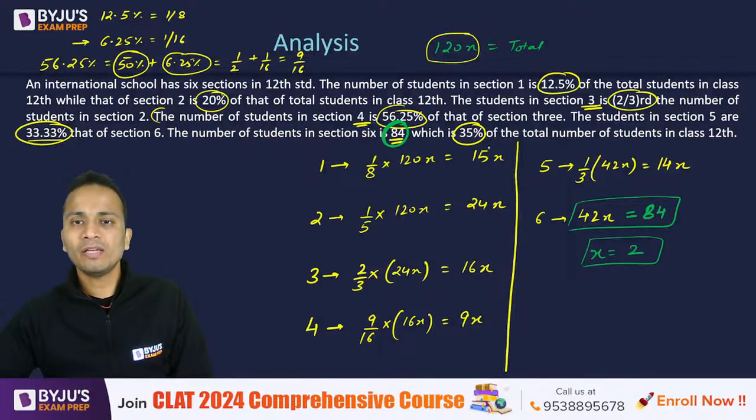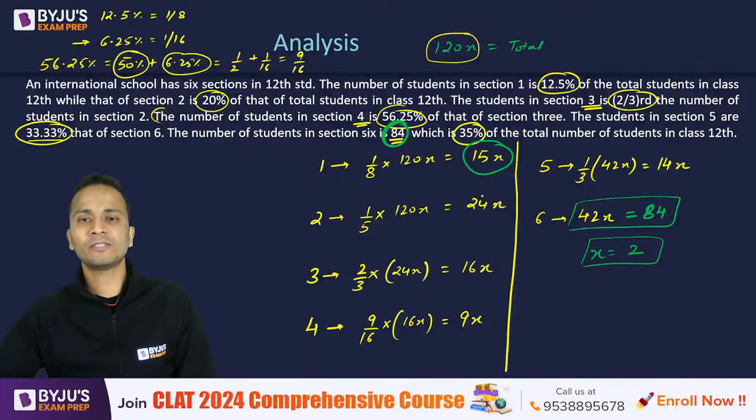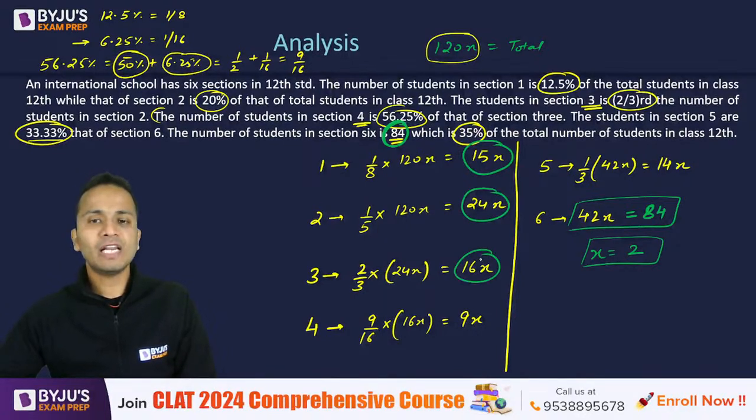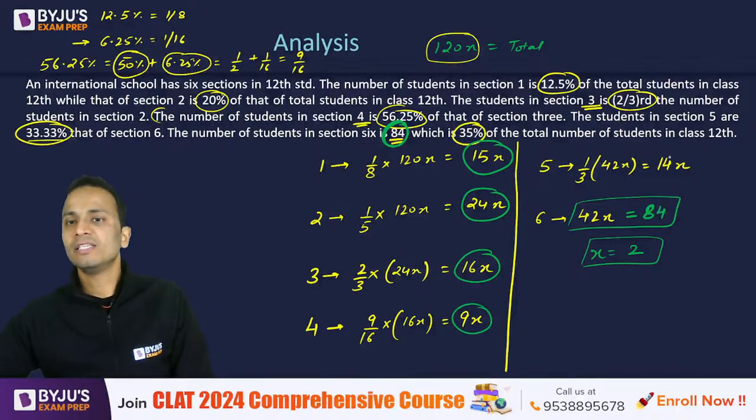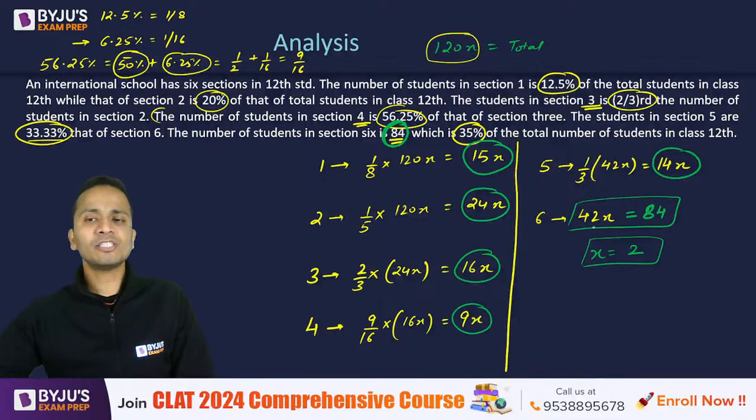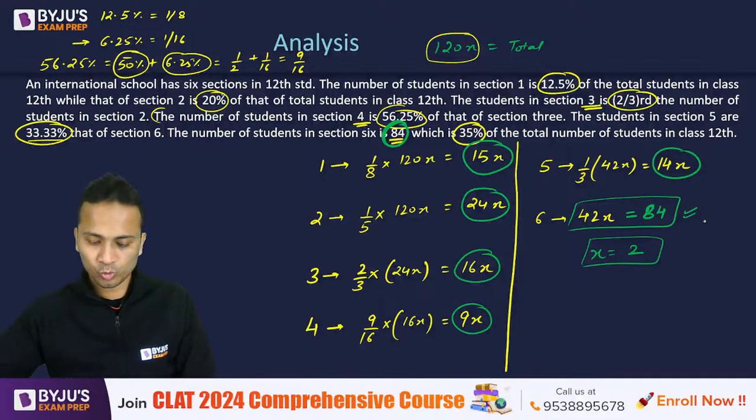So section 1 will have 15x, 15 into 2, that is 30 students. Section 2 will have 48. Section 3 will have 32. Section 4 will have 18. Section 5 will have 28. And section 6 is already given as 84 students.